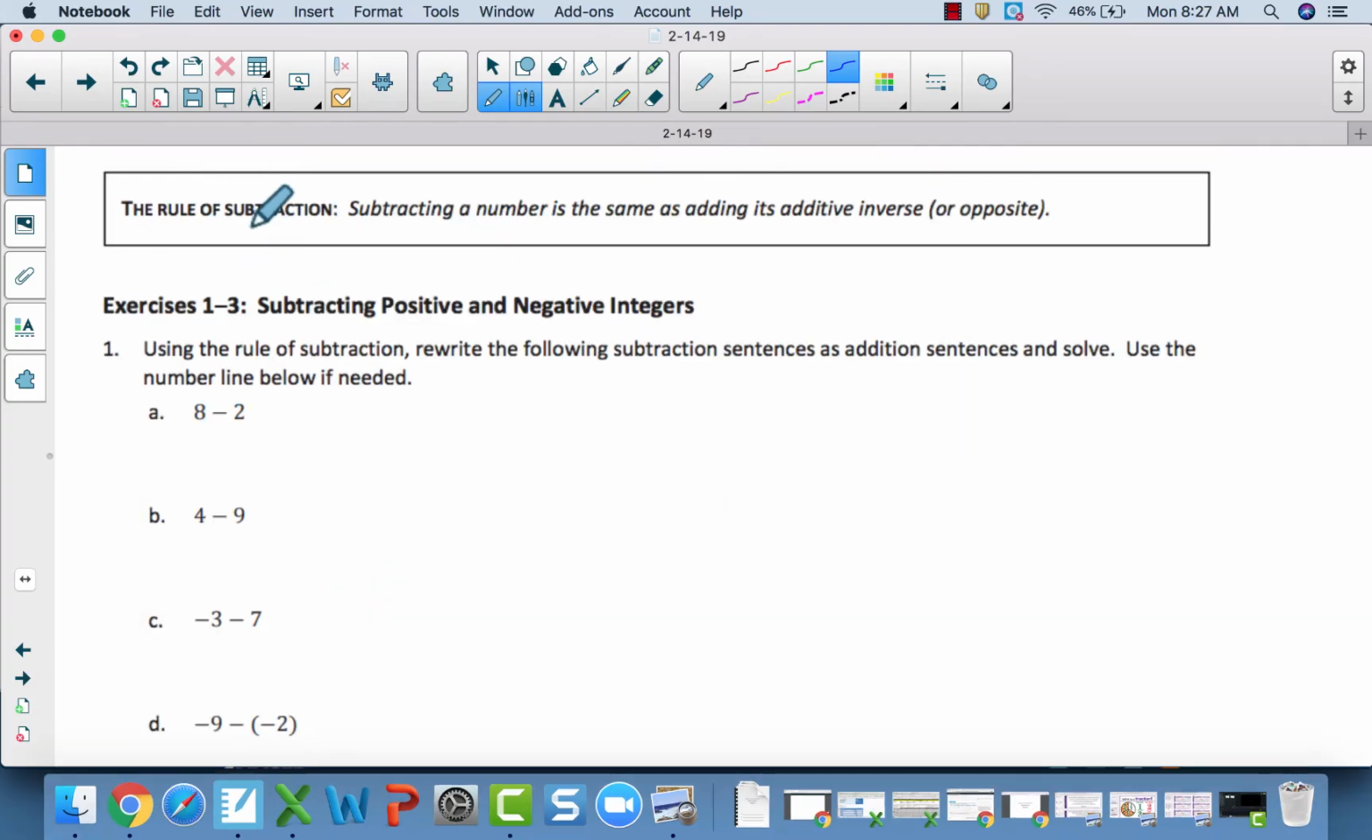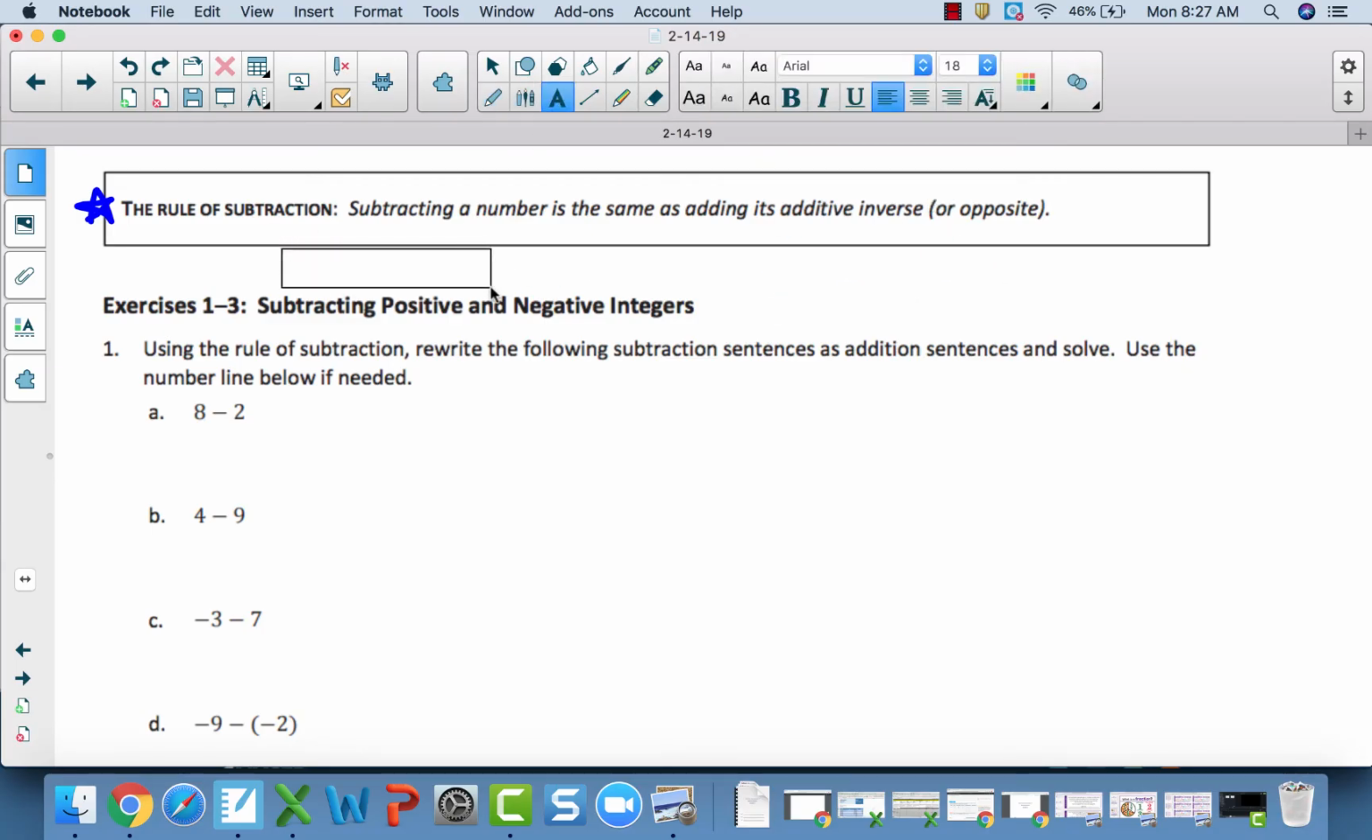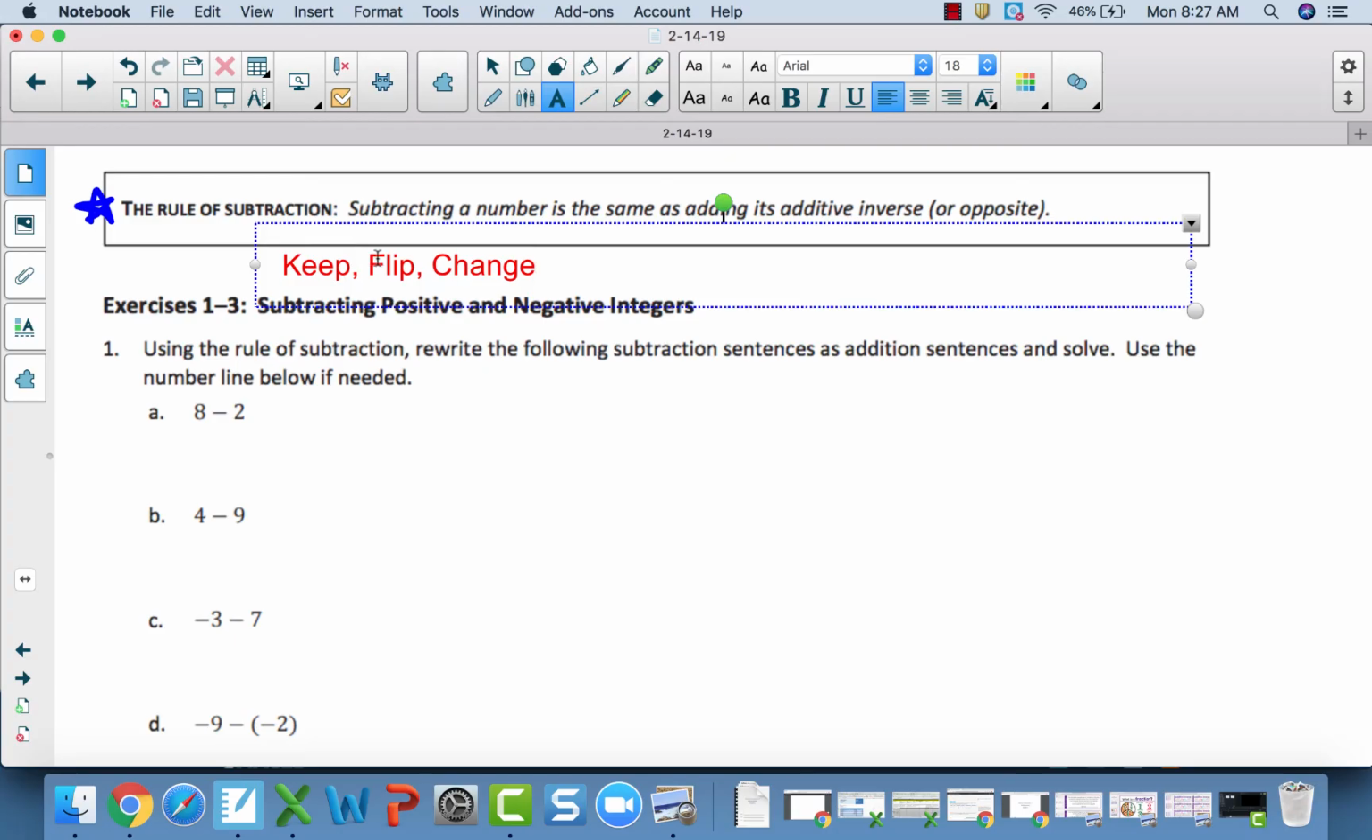And with that said, the rule of subtraction is right here. Subtracting a number is the same as adding its additive inverse. Okay? So sometimes this is taught similar to division of fractions as keep, flip, change, or KFC, or keep, change, flip, whatever you want to think of it as. Because you keep the first integer the same and you add the opposite.